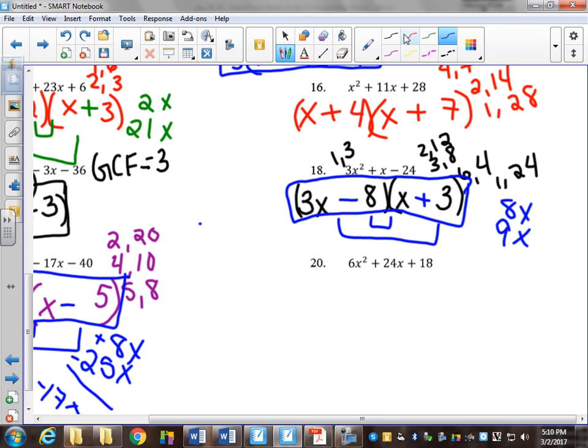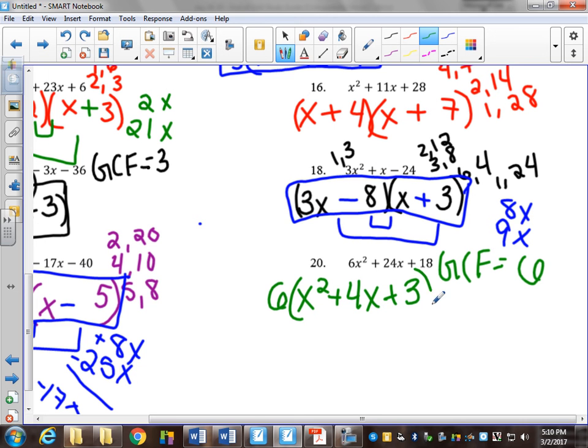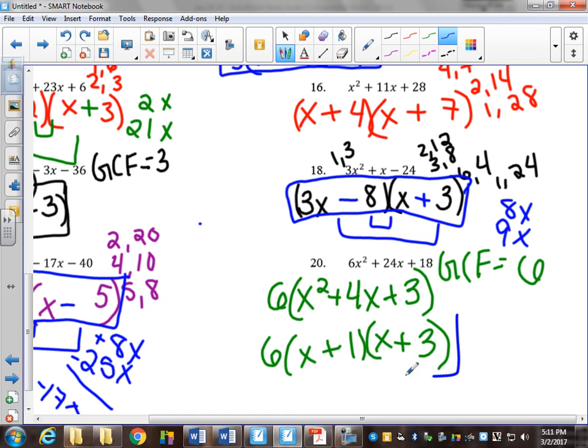Number 20, they can all be divisible by 6. When we pull out a 6, we're left with x squared plus 4x plus 3. We can factor this inside part, therefore drop down the 6, again, don't forget. X times x, which numbers multiply to 3, only 1 and 3 are options, and add to 4. When they're both positive, when we add 3 and 1, we get 4. When we multiply 1 and 3, we get 3. So that's our answer.